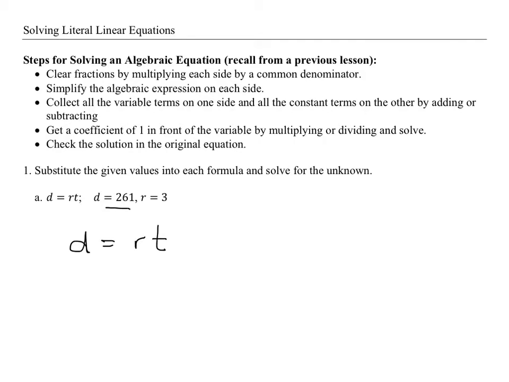The distance is 261. The rate is 3. We need to figure out the time. So we're just going to divide both sides by 3. So it's just an extra step of substituting in before you start solving. So T equals 87.